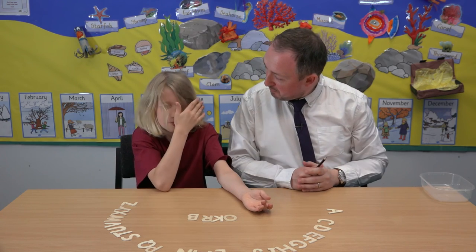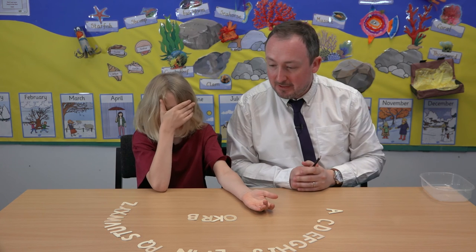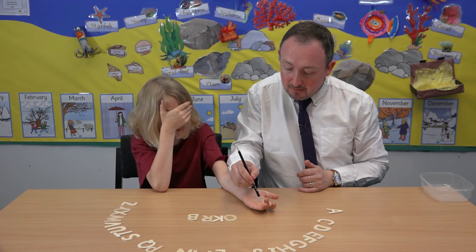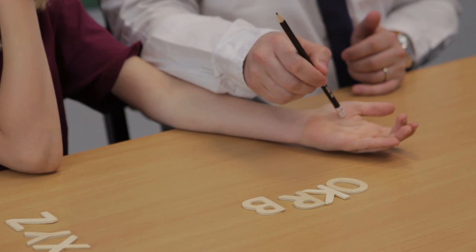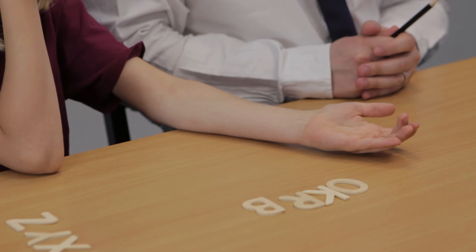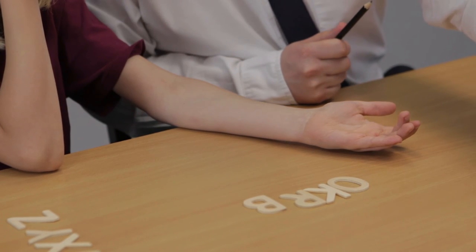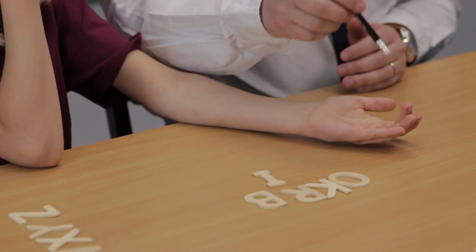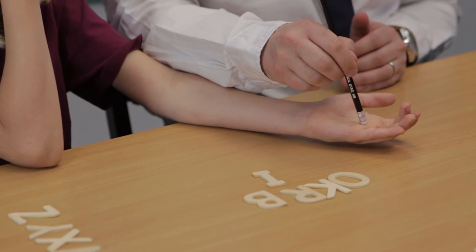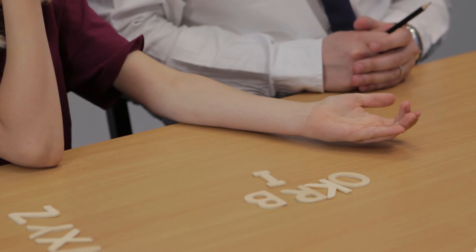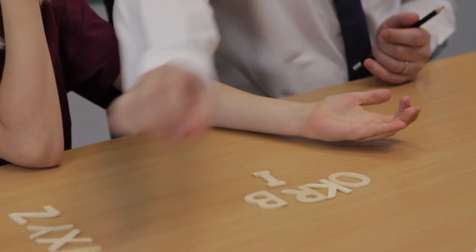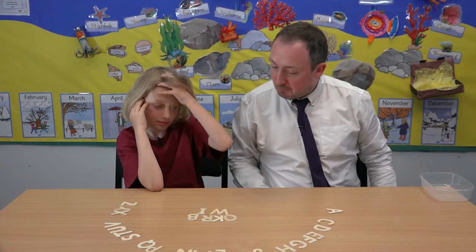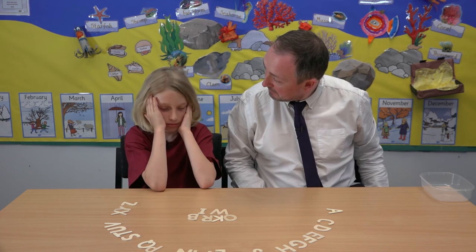You happy for me to do two more? Okay. Right, the next one I'm going to do then is... I. Fantastic. Well done. I'll take that out. And the last one we're going to do is... W. Fantastic. Well done. And I'll take that out and put that in the middle as well. You can open your eyes back up, Leo. Thank you. So those are the letters you identified then just by touch.